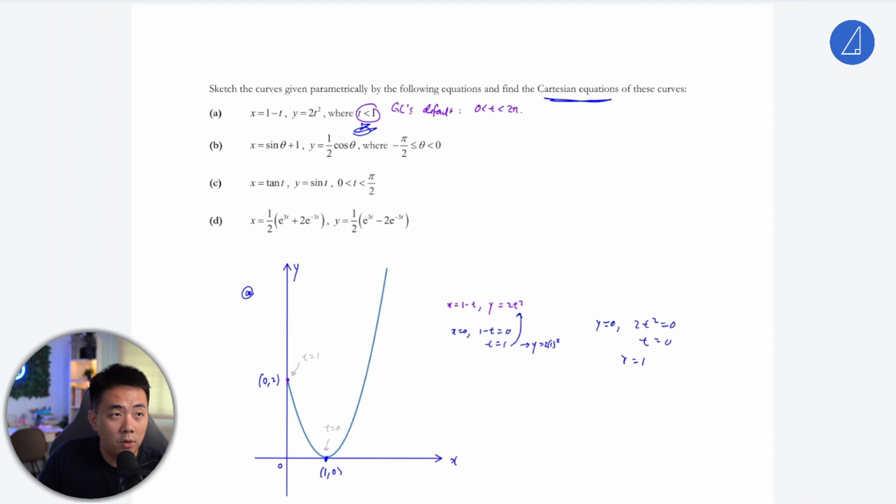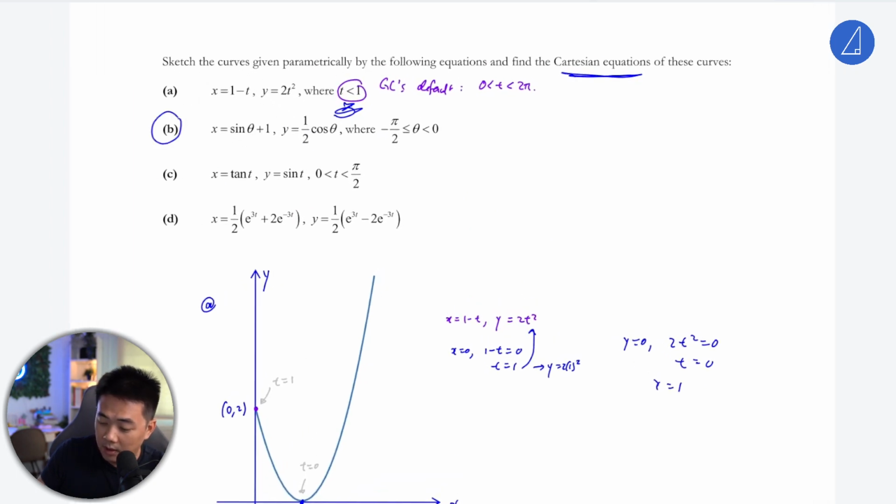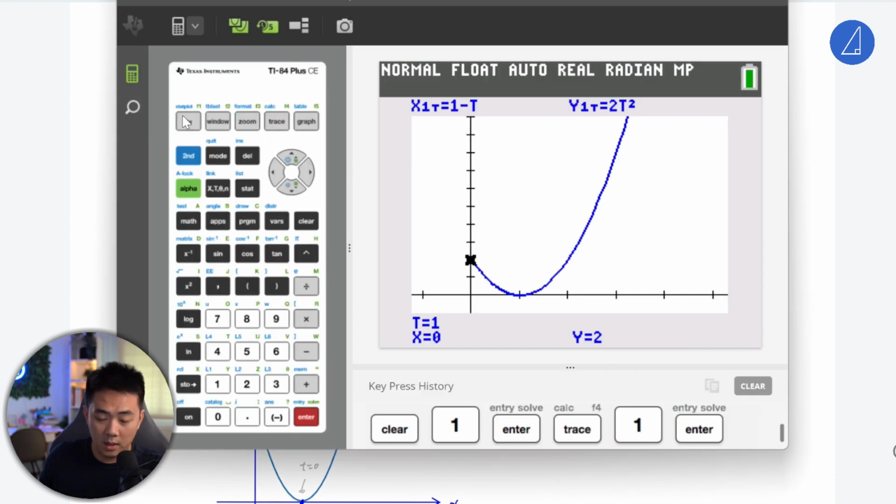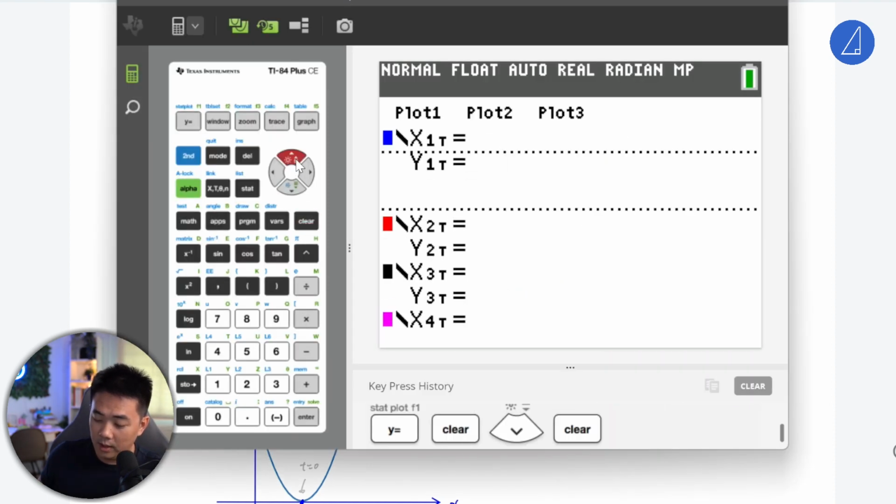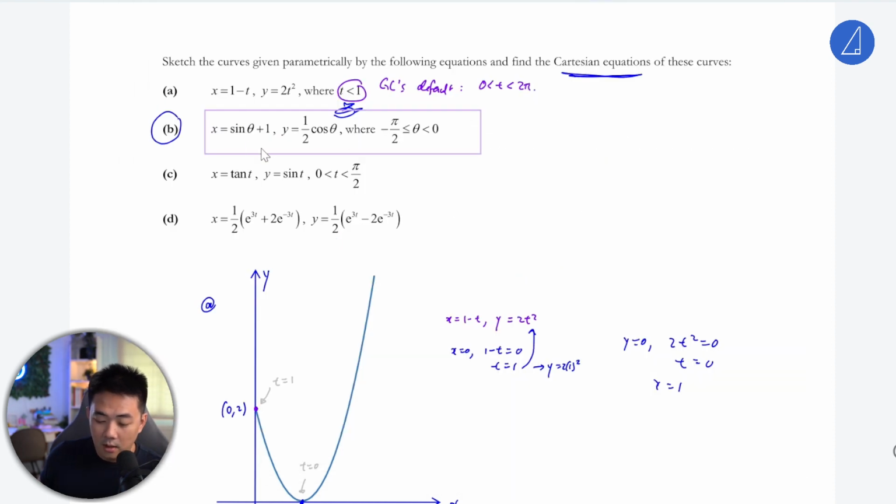So let's look at the subsequent part B, which is an interesting one because it involves trigo and the domain is here. So let's just key in the calculator. So here what I'm going to do, I'm just going to clear my x and y. Then after which just look at the sine t.